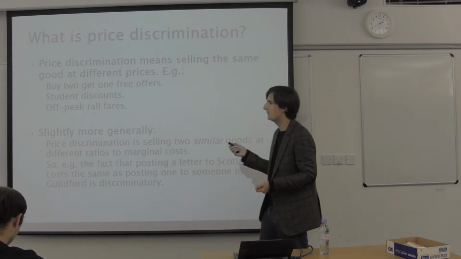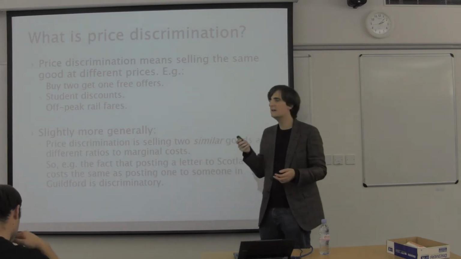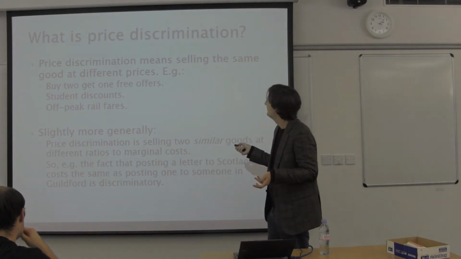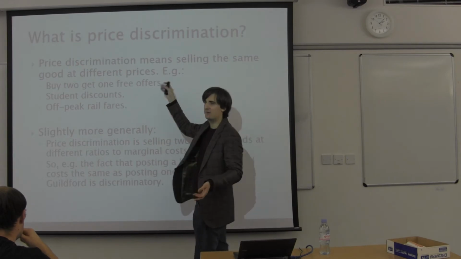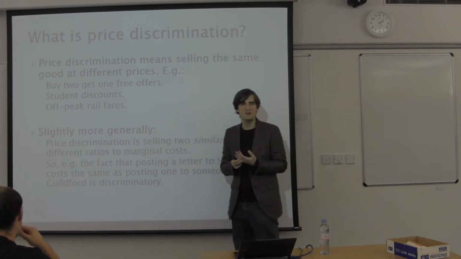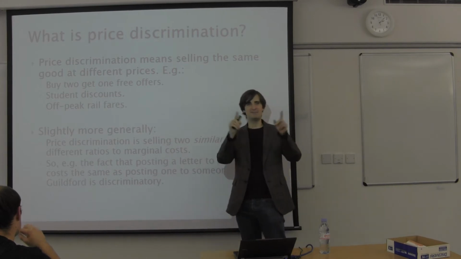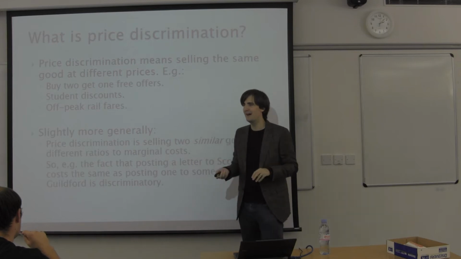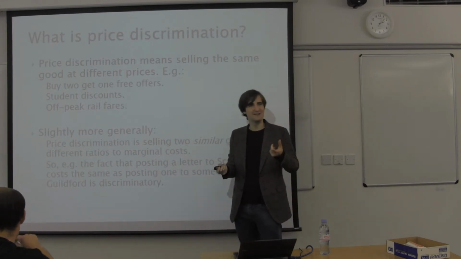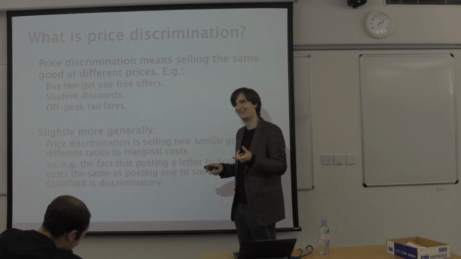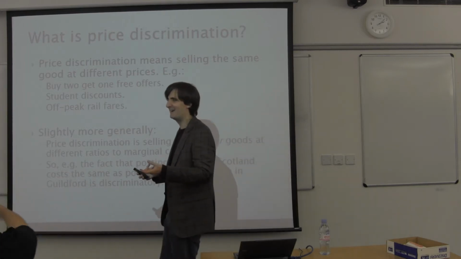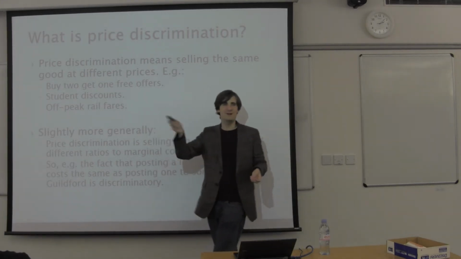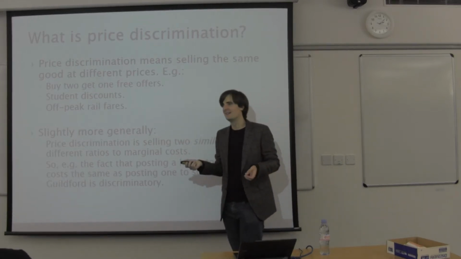So what is price discrimination? Well, fundamentally price discrimination is selling the same good at 2 different prices. Buy 2 get 1 free offers is another example. Before I got married at least, I used to buy a lot of Sainsbury's filled pasta, and it was always 2 for £2.50. It's more than that now? Is it really? It's gone up. Oh, that's shocking.